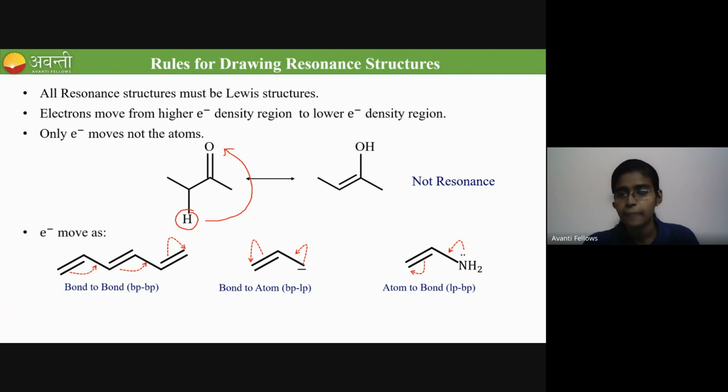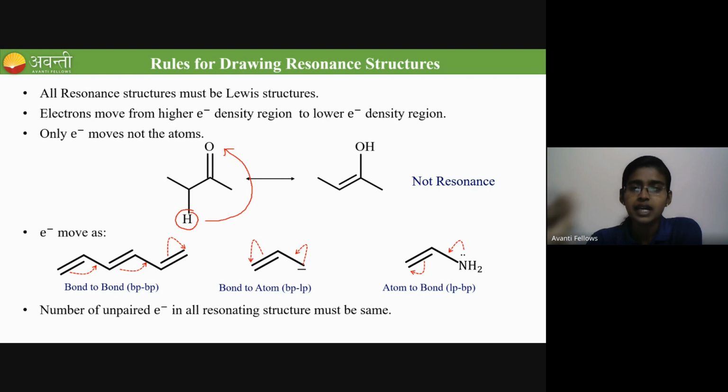Electrons will move from atom to atom. Atoms will not move. Got it? So these are the rules. And one more rule also we have. The number of unpaired electrons in all the resonating structures must be the same. Number of unpaired electrons in all the resonance structures must be the same. So these are the 5 rules which we have to follow to draw the resonance structure.